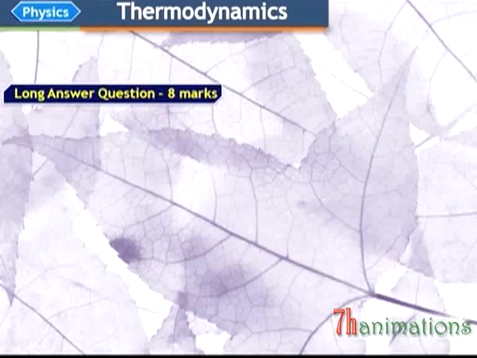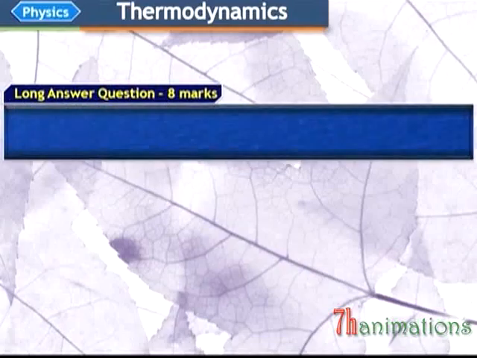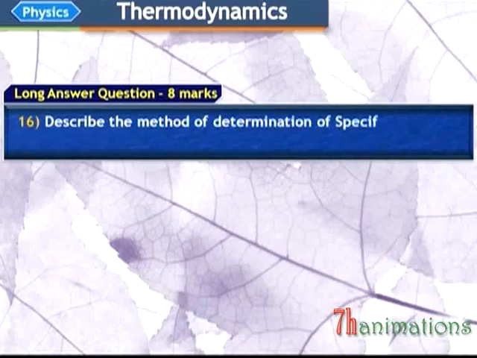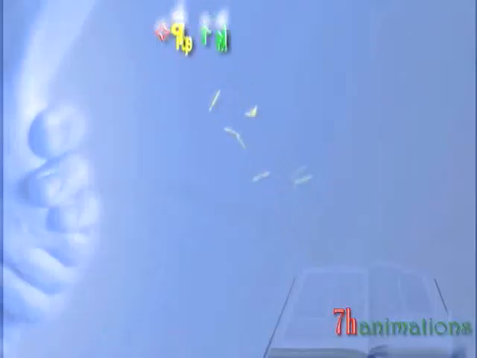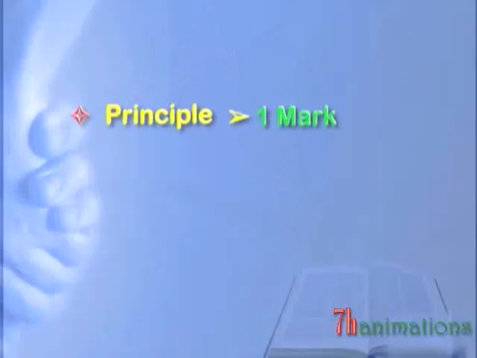We take a long answer question from thermodynamics. The question is, describe the method of determination of specific heat of a solid by the method of mixtures. If this question is asked, if you write the principle of method of mixtures, we get 1 mark.